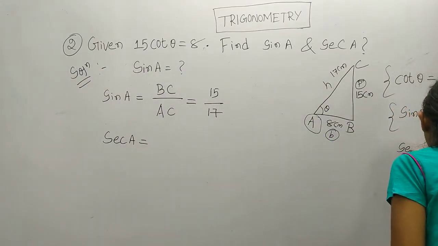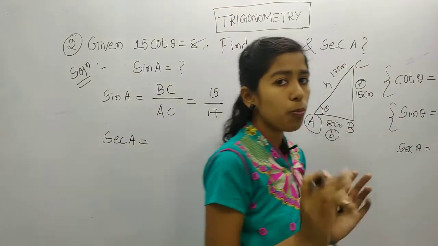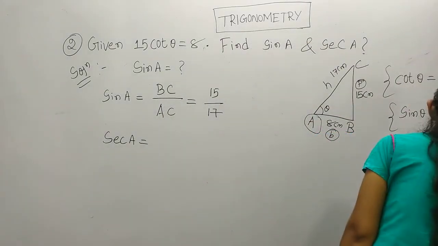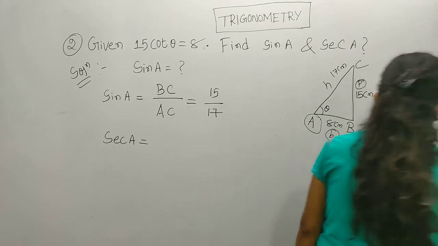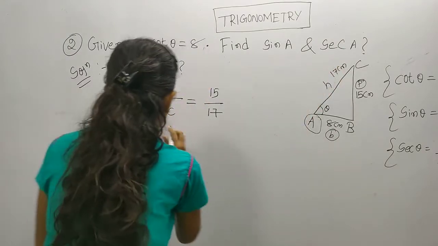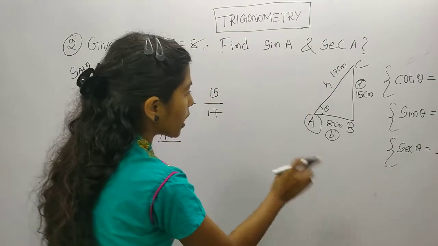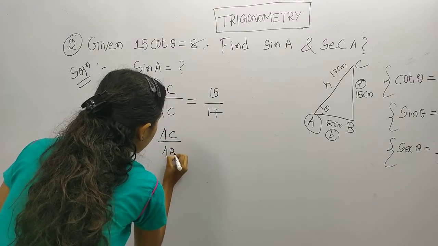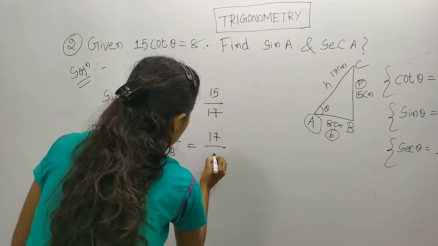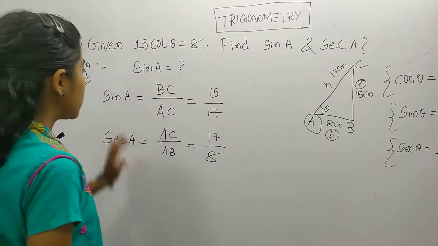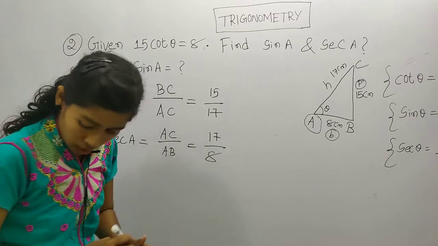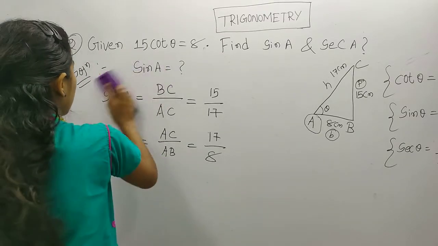Here write the sec theta formula. Cos theta equals B by H. So sec theta is the reciprocal of cos theta, so sec theta will be H by B. We have already learnt this in the previous class. So sec theta equals H, hypotenuse AC, by base AB. AC is 17 and AB is 8. So 17 by 8. Sin A is 15 by 17 and sec A is 17 by 8. Now, next, move to the next question.